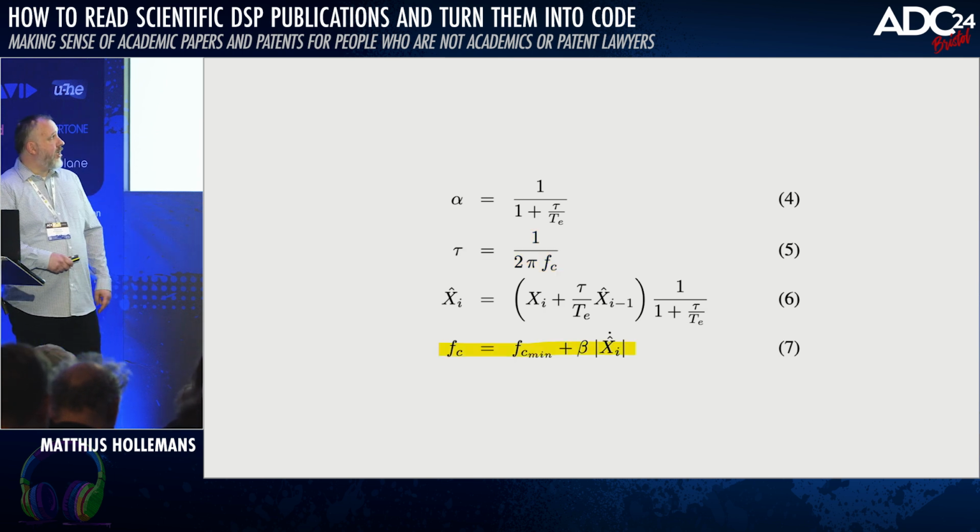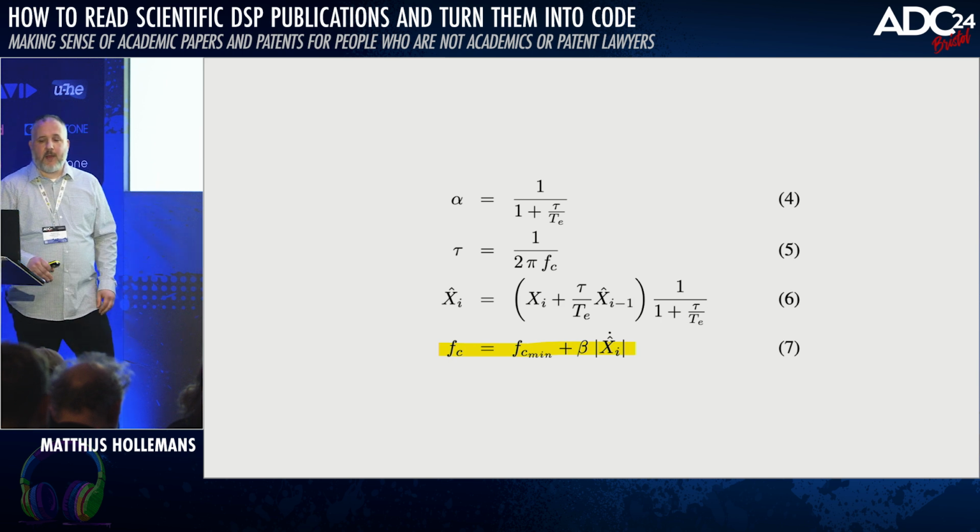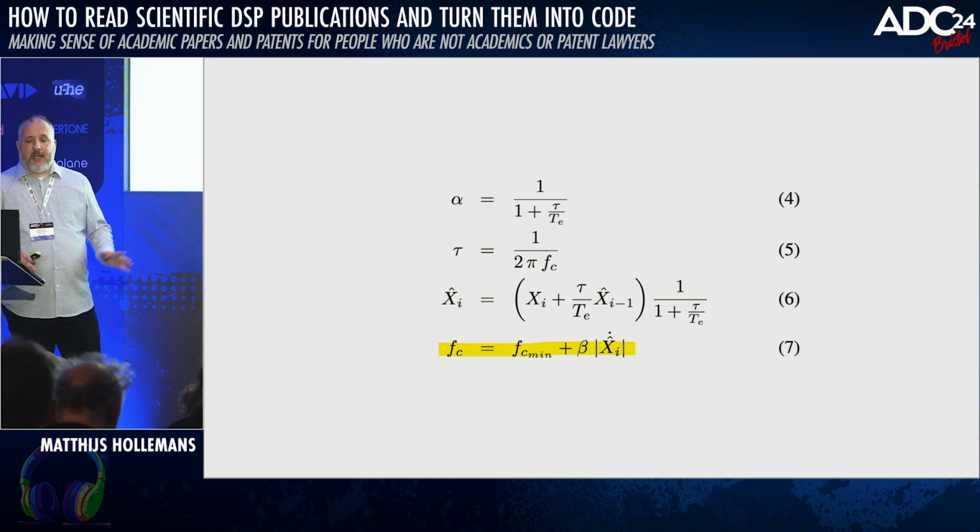Equation 7 then gives us the formula for calculating this FC, and it contains two parts. There's FC min, which I'm going to guess stands for the minimum possible value for FC. So here we actually have a 5-letter variable name. And then it does beta times something scary looking.